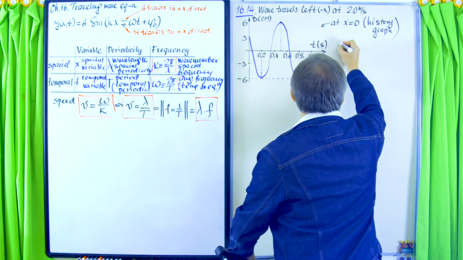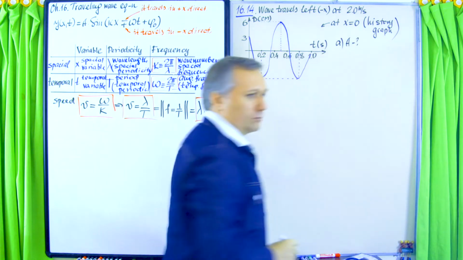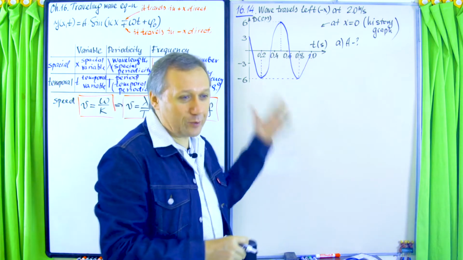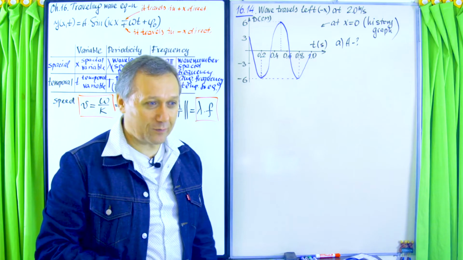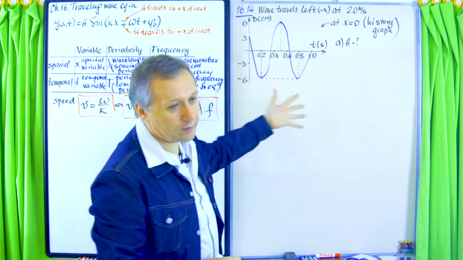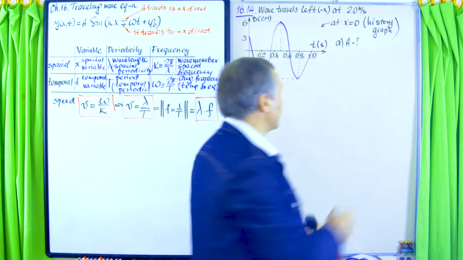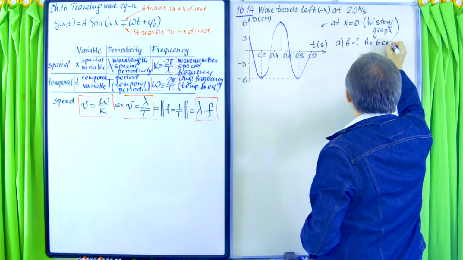So first we need to answer the question, what about amplitude? Banal question, no discussions. Basically, amplitude is the maximum displacement. Maximum displacement you can get from the graph. It doesn't matter if it's a history graph or snapshot graph. Amplitude you can read from the graph, right? So amplitude is 6 centimeters, right?